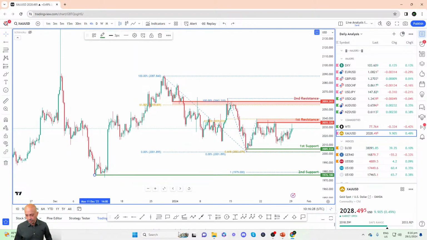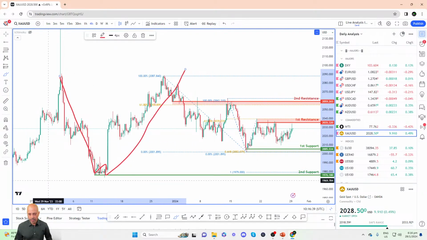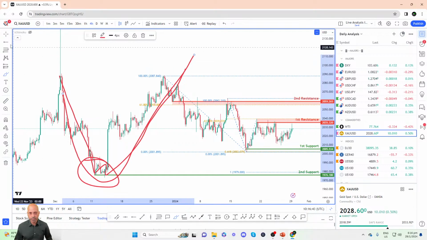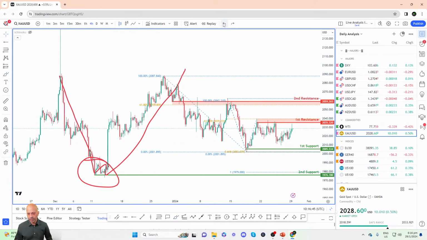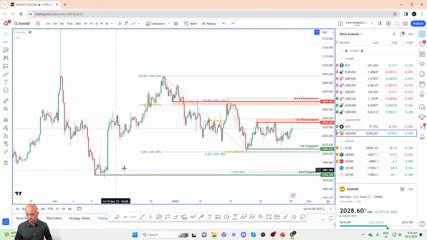For the second support, we can once more see price making a very significant swing low bounce here. You can even say this is a double bottom, 11th of December, 13th December, before bouncing higher. So once again you can see this is a very significant swing low support, and that's why we've identified this level at 1976.18 as the second support.